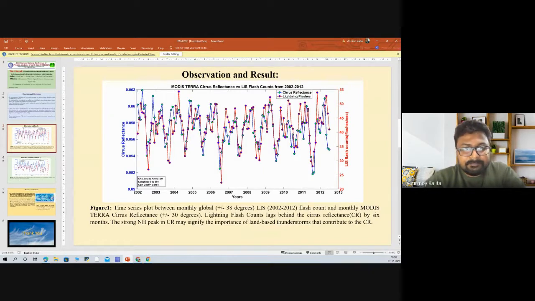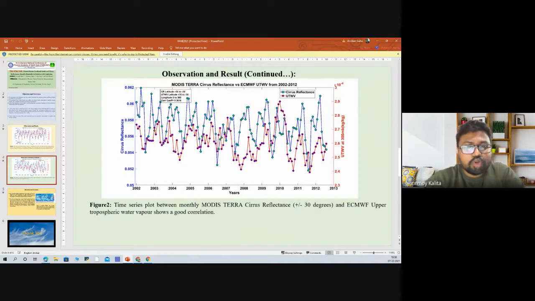Another plot that I want to show you is the plot between the Cirrus reflectance and upper troposphere water vapor at 300 millibar, which is the specific humidity at 300 millibar pressure level. The specific humidity data we have taken from ECMWF ERA Interim data, which is a reanalysis data, and the Cirrus reflectance data we have taken from MODIS data. So here also we are getting a correlation coefficient, which is almost 0.30.